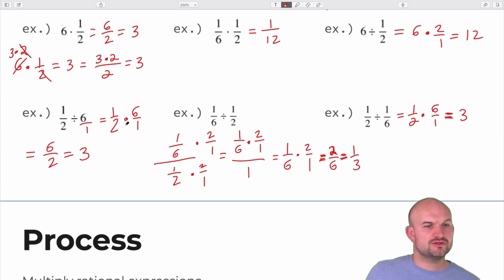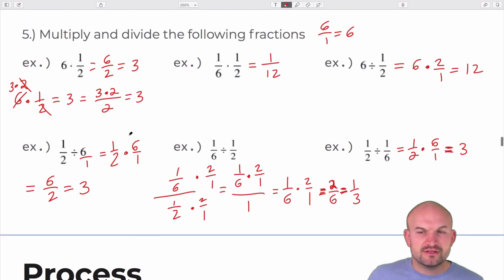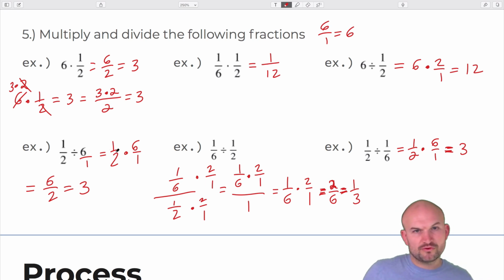A couple other important things about multiplication as we get to it: when we have something like multiplying 1/2 times 6 over 2, you can multiply straight across. You can go through the operation of 1 times 6 is 6, 2 times 1 is 2, and then simplify it out. So you can apply the operation and then simplify.